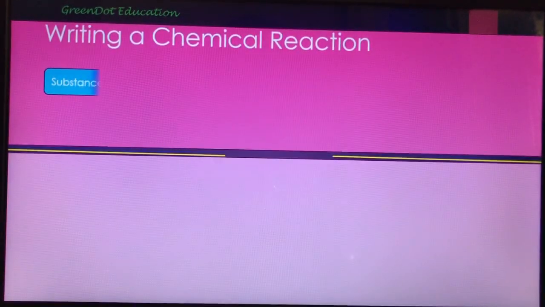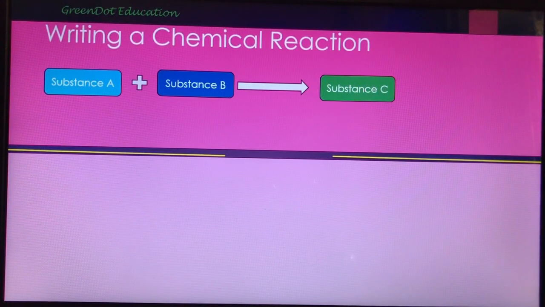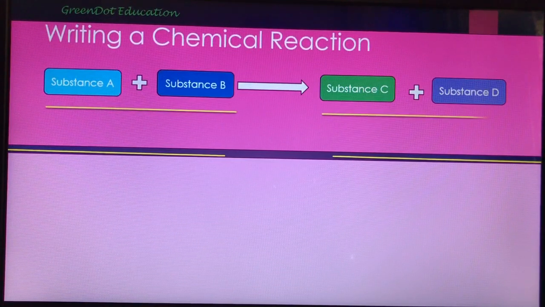This can be understood this way. Suppose we have a substance A. If it reacts with a substance B and we get new substances, substance C and substance D, both having chemical composition different from the initial substance A and substance B, then we say that a chemical reaction has taken place. So we can write a chemical reaction in this form. Here we can see that there are two substances on the left hand side of an arrow and two substances on the right hand side of the arrow.